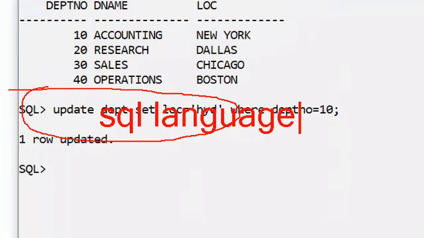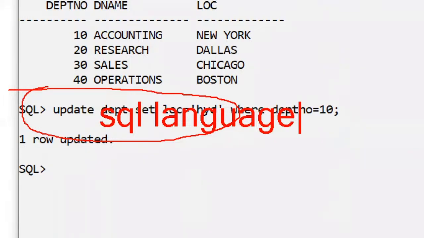This is a non-procedural language. Variables are not there, loops are not there, and conditions like if and case are not there. These type of things are not there. It is a very easy non-procedural language. One, two or three lines of coding, simple.